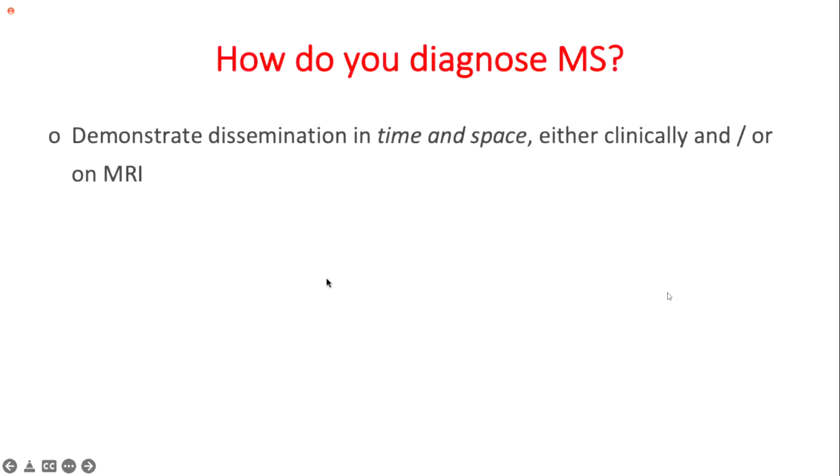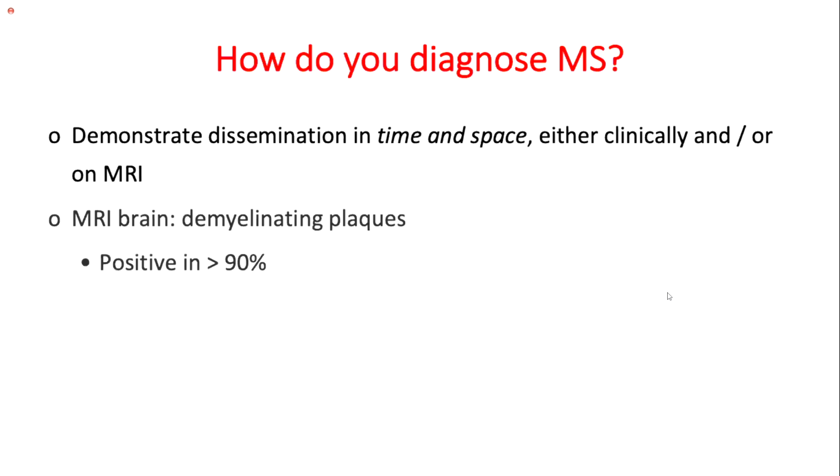How do you diagnose multiple sclerosis? I told you the key features. You have to demonstrate dissemination in time and space, either clinically or on MRI. So say a patient comes with transverse myelitis, we know already the spinal cord is affected. But if we do the MRI and we find lesions in the brain, then we know there are 2 sites involved. So we have already demonstrated dissemination in space, right? And if the lesions in the brain are old and the patient has come with a transverse myelitis, we have already demonstrated dissemination in time. So even with the first presentation, you can diagnose multiple sclerosis.